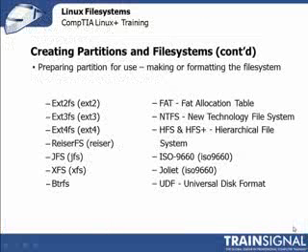When you prepare a partition for use, it's referred to as making or formatting the file system, and there are several file systems to choose from. The first is ext2fs, also known as ext2, and the extended file system was popular during the 90s, but nowadays the second extended file system is used mostly for small boot partitions or small removable disks. ext3fs, or ext3, is simply ext2 with journaling added. This allows for quicker recovery from system crashes.